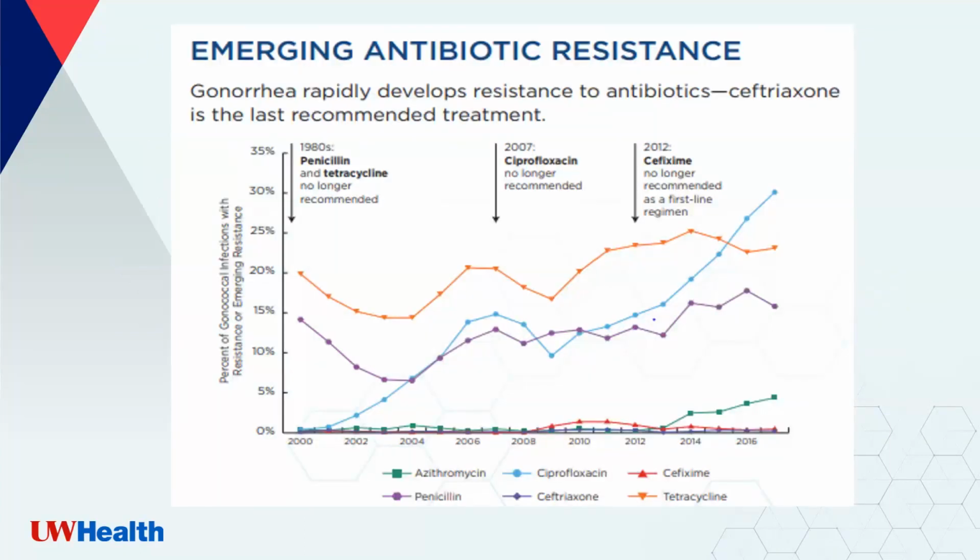This graph shows the rapidly developing resistance that has occurred over the last couple of years, and how medications like our fluoroquinolones and cefixime are no longer recommended due to the resistance rates that have been shown. And then at the bottom of the screen in the green, you can see how azithromycin resistance has slowly been creeping up, which also prompted the change to not have every patient treated for chlamydia, even if they test positive for gonorrhea.